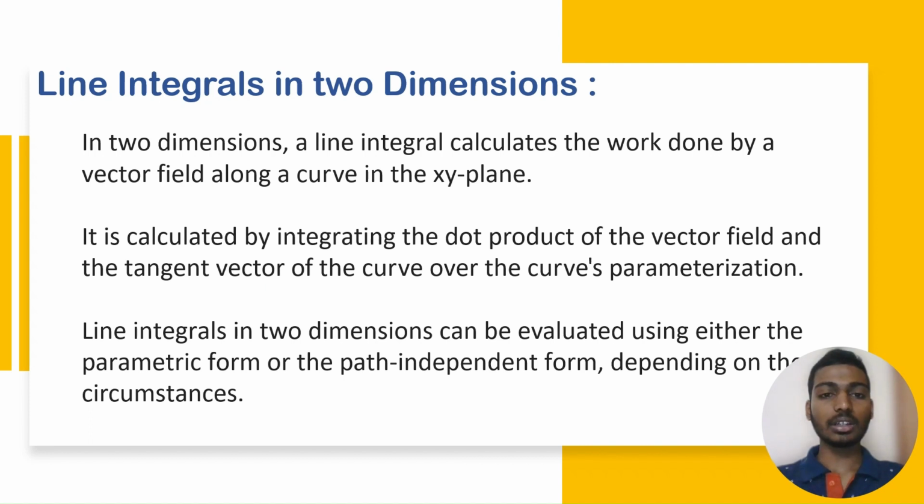Line integrals in two dimensions. In two dimensions, a line integral calculates the work done by a vector field along a curve in the xy plane. It is calculated by integrating the dot product of the vector field and the tangent of the curve over the curve's parameterization. Line integrals in two dimensions can be evaluated using either the parametric form or the path independent form depending on the circumstances.